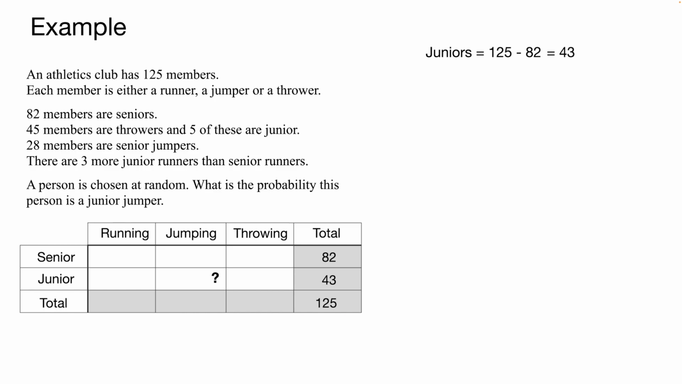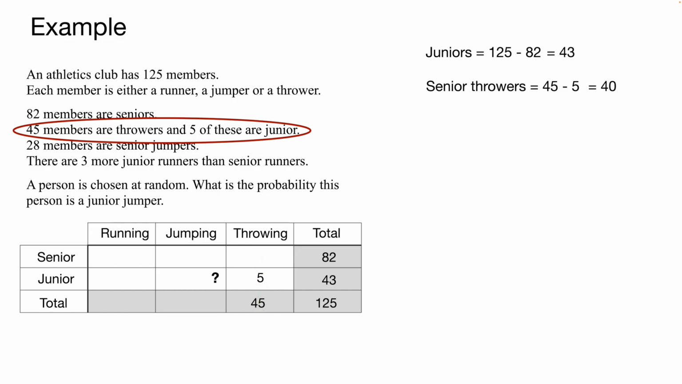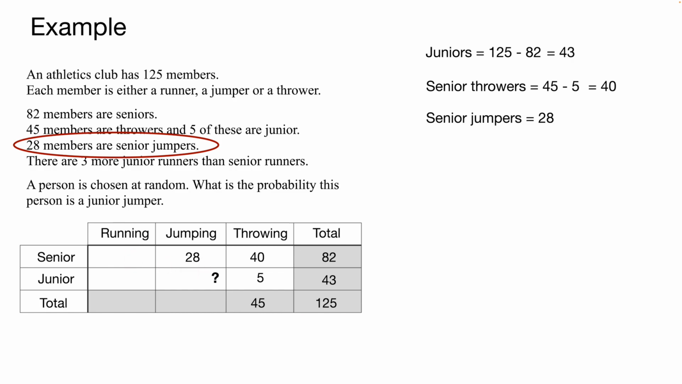45 members are throwers, so 45 members are throwers and 5 are junior. So the total is 45, 5 are junior, and so 40 are going to be senior. 28 members are senior jumpers. Senior jumpers, 28. Straightforward.